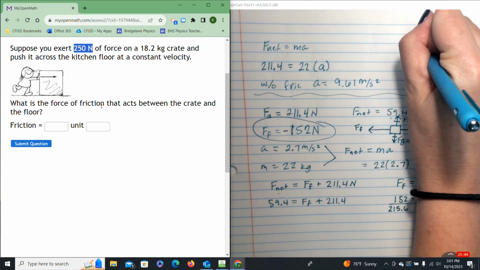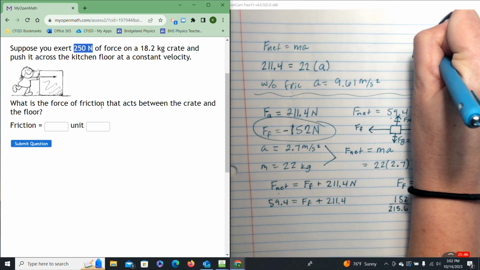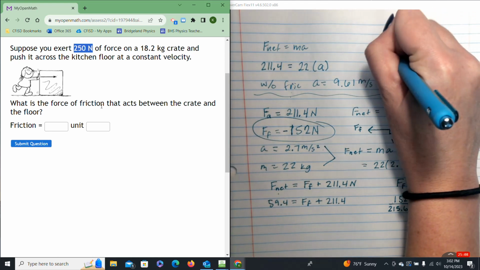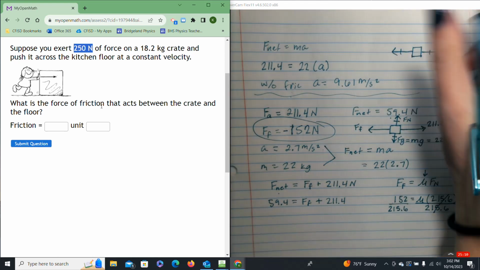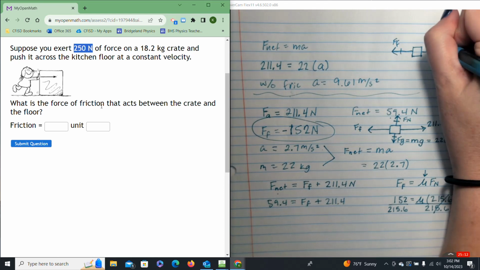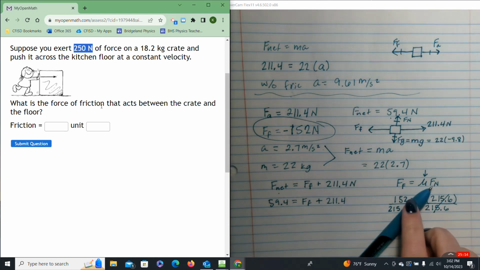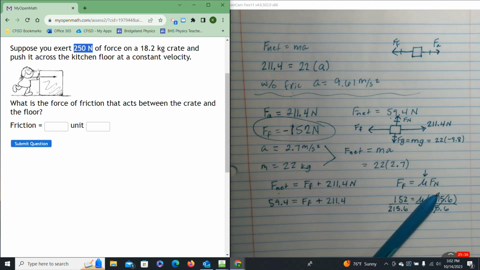It would look like this, where you have a free body diagram with forces that are balanced. My force of friction would be equal and opposite to my applied force, and so that's the only way you end up with constant velocity. So your friction would be 250 newtons in the opposite direction as the force that you exerted.